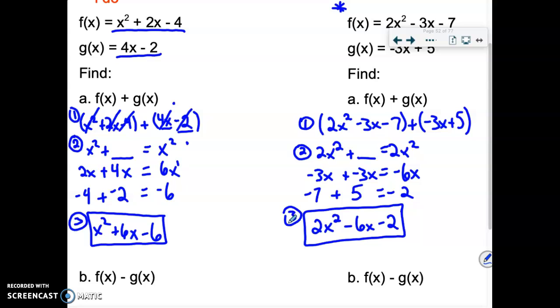I listed out the two functions. Step 1, step 2, I started to combine like terms. In step 3, I arrived at my final answer of 2x squared minus 6x minus 2.